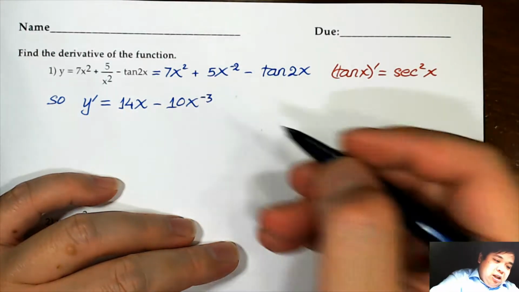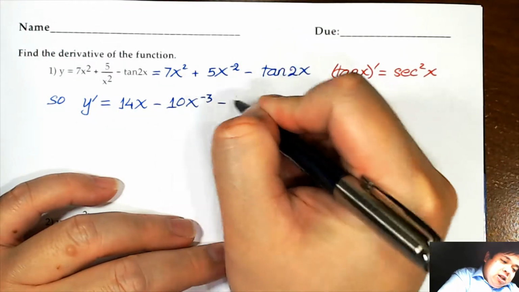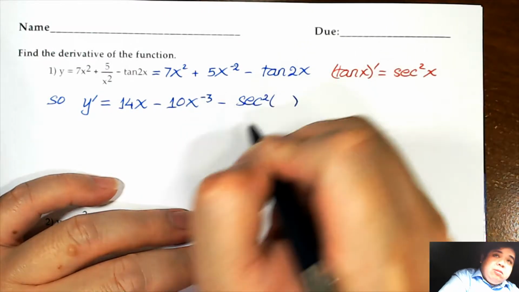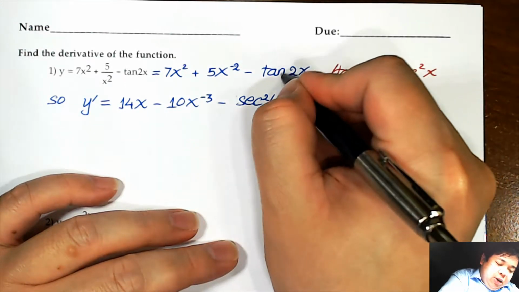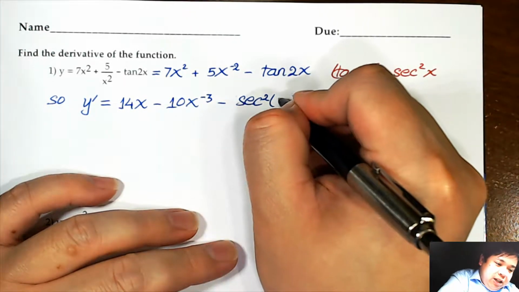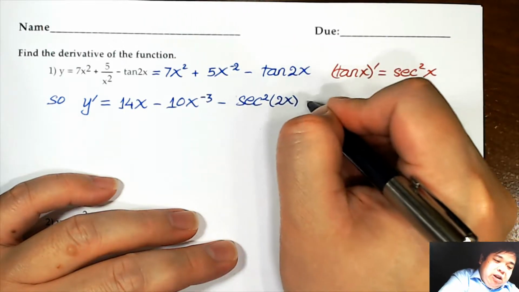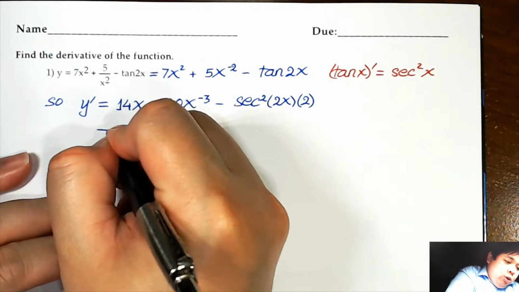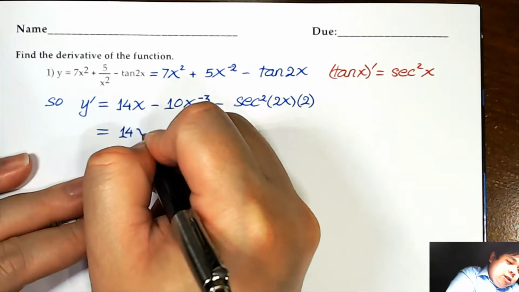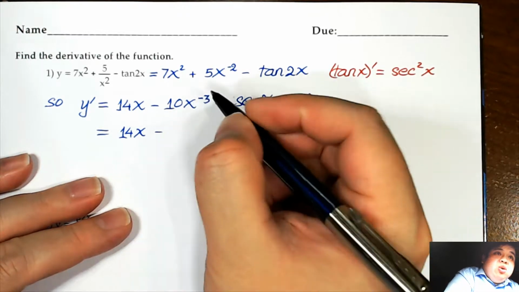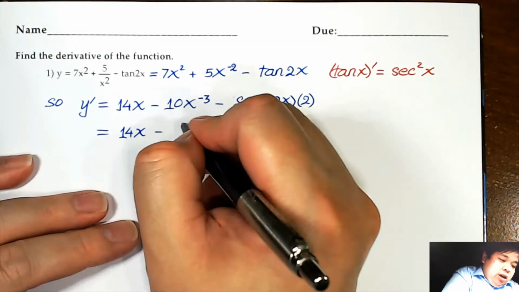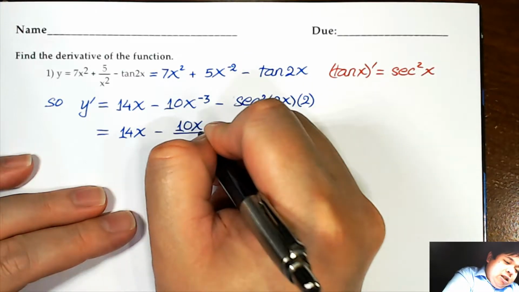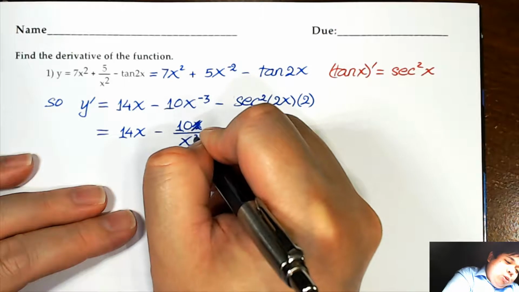This is 2x. So first we're going to have the secant square. And then derivative of whatever inside here. So derivative of 2x, so it's going to be 2. And we will rewrite this: 14x minus x to negative 3. We can move it down. It becomes 10 over x cubed at the bottom.